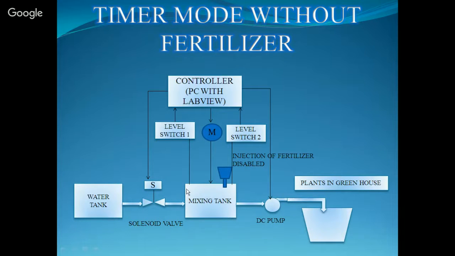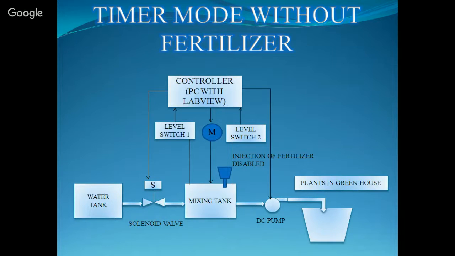As soon as the solenoid valve is turned off, the DC pump is turned on, which supplies water from the mixing tank to the plants. The above process is repeated till the final time is reached. Interlocking is provided between auto mode and timer mode of operation. When the user has specified timer mode either with or without fertilizer, and the percentage of moisture content is above 90, the process is made to stop automatically even though the final time has not yet been reached.